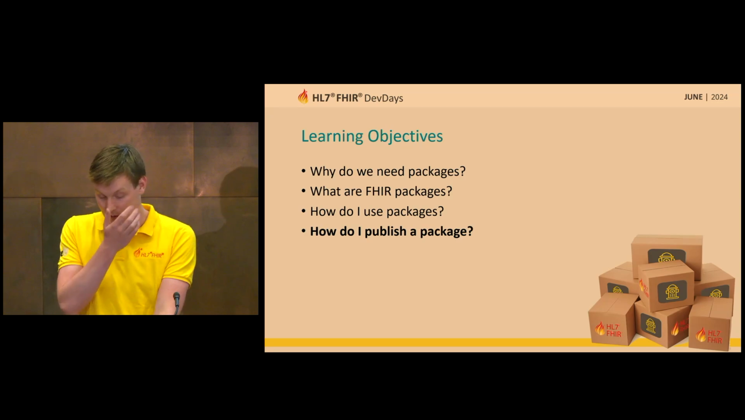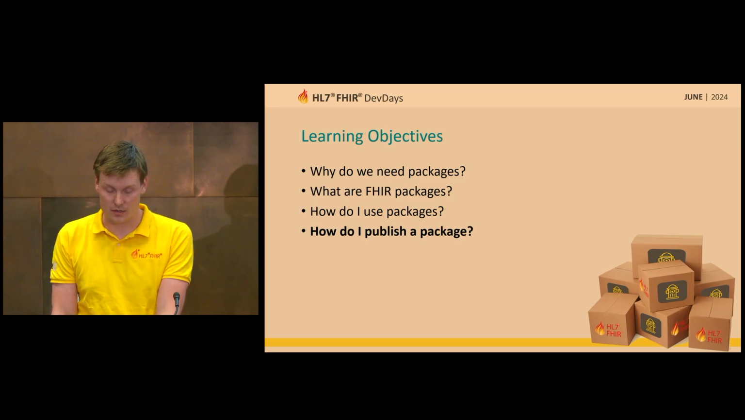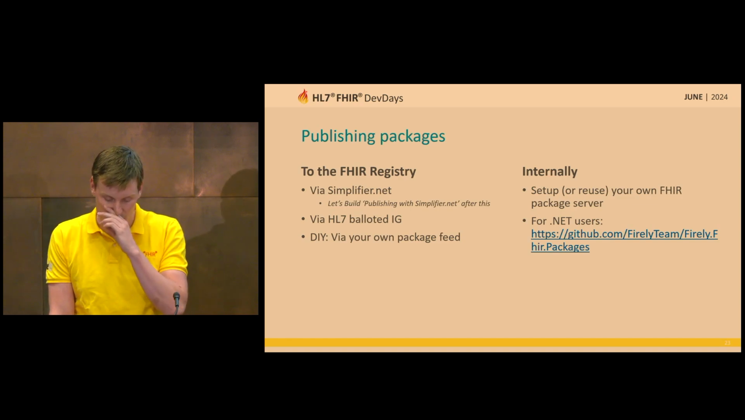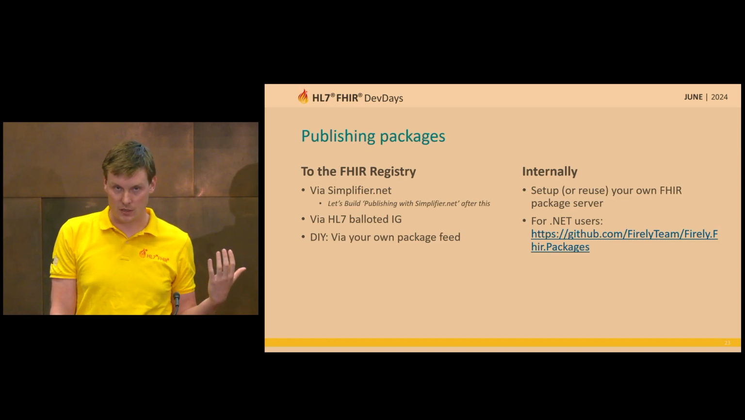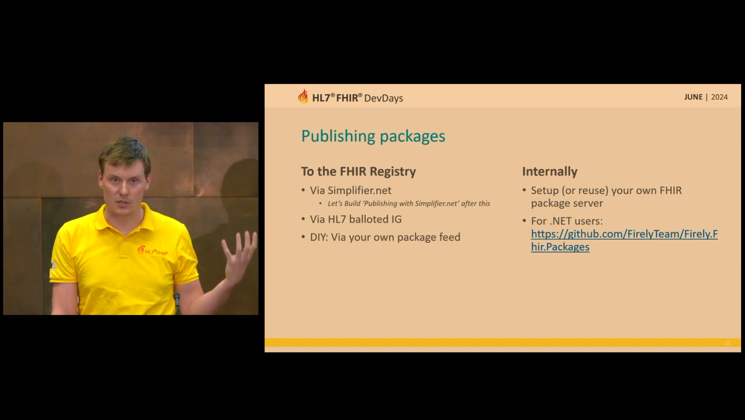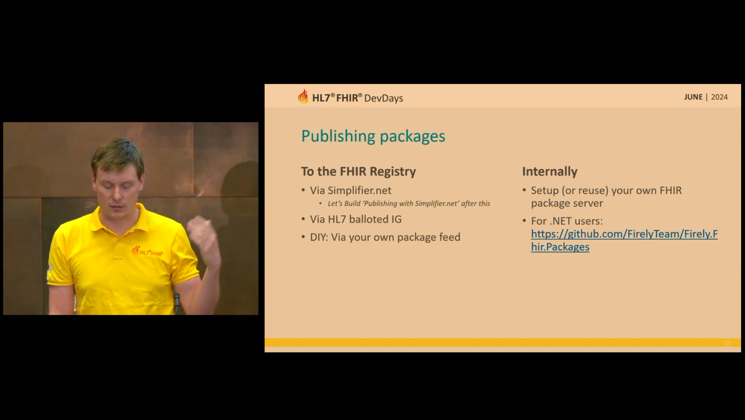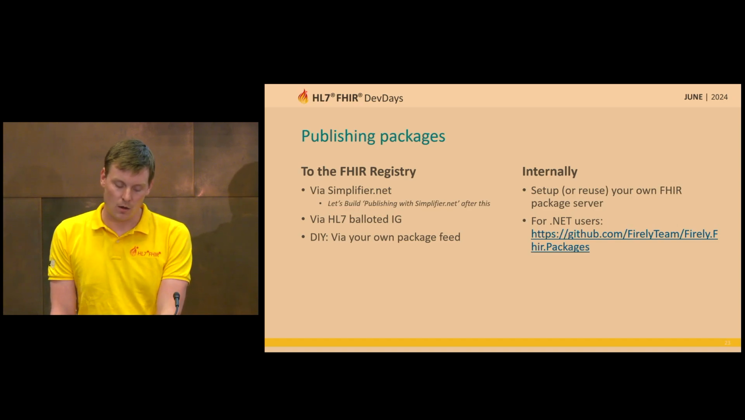So the last thing I'm going to talk about is how to publish a package. You have your package now created using Forge or IG Publisher or Simplifier or whatever tools you use, and you want to publish it to the registry. You can do that using simplifier.net. There's just a button to do it. That's easy. The IG Publisher can do that. If you go through all the balloting process and it's actually published, it will also put your package automatically inside of the registry. Or you can do it yourself with your own package feed.